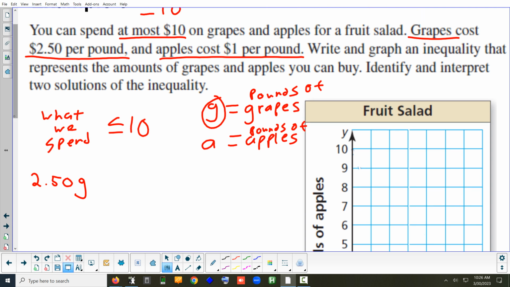Now, we're not just buying grapes, we're also buying what for the salad? Yeah? Apples. So we've got to add more to what we spend. Like we did with grapes, how would you represent how much you spend on apples? If apples are $1 a pound and you buy this many pounds of apples. Yeah? Multiply the cost per pound, which is $1, times how many pounds you buy. So the cost is $1 times A. This represents what we spend. And we know we can't spend more than $10.